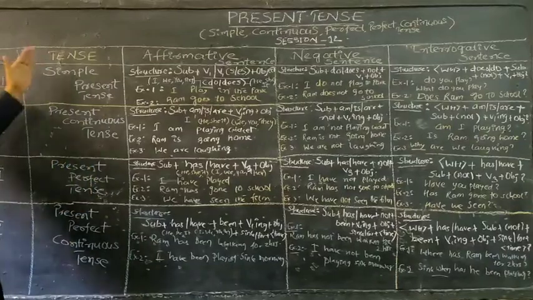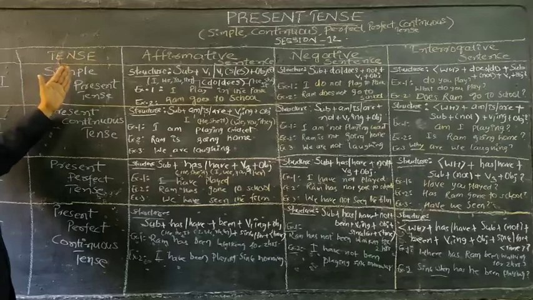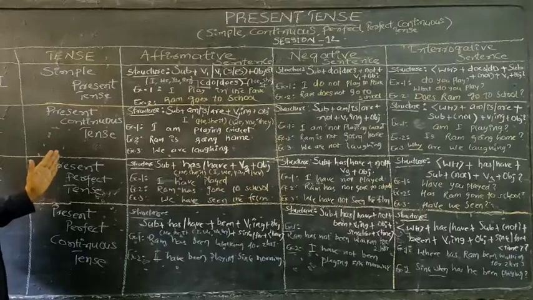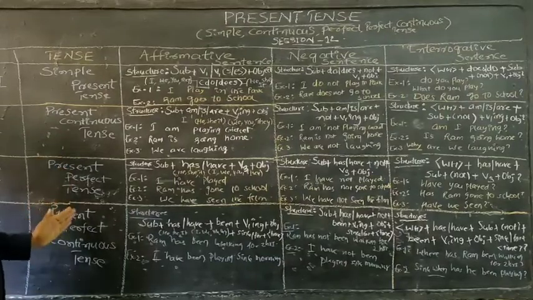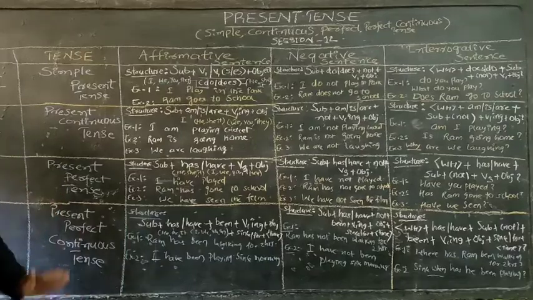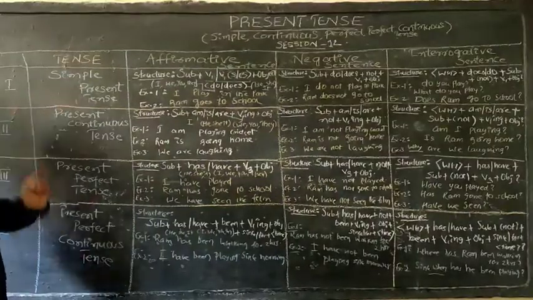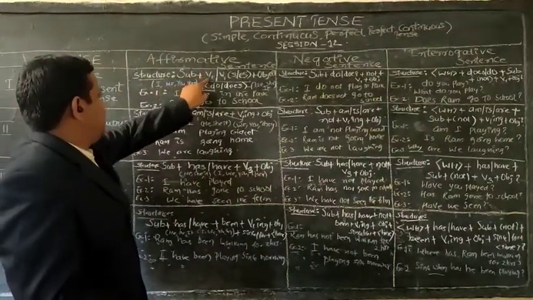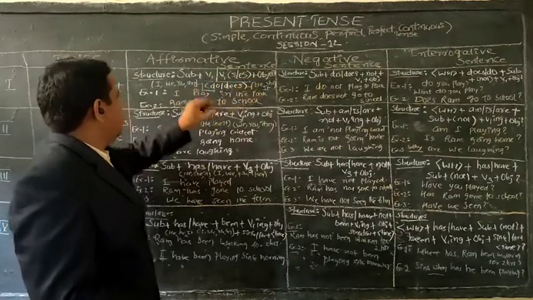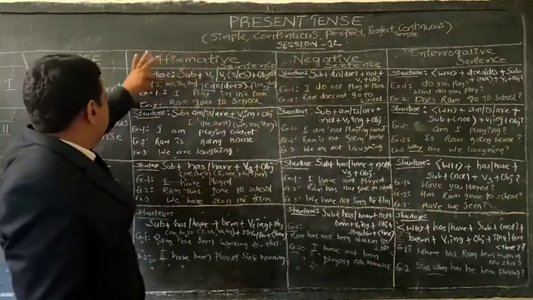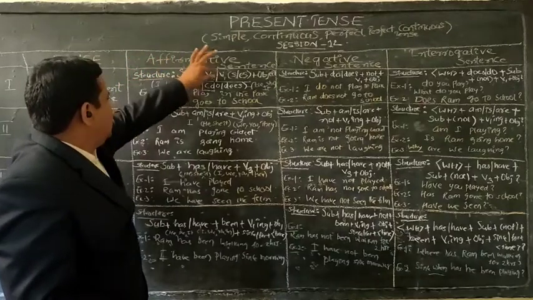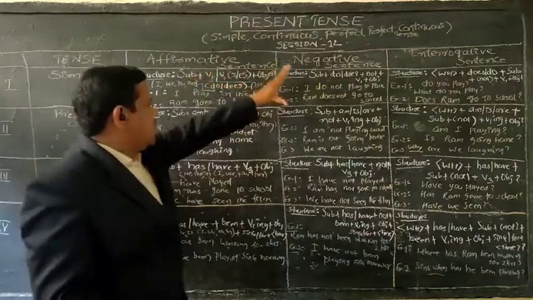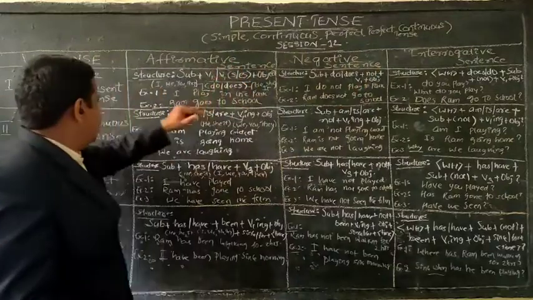Now let us see this present tense with all four different forms. On the left side I have written the four forms: the first is simple present tense, the second is present continuous tense, the third is present perfect tense, the fourth is present perfect continuous tense. Now students, the first one, simple present tense. The structure of the affirmative sentence is subject plus V1 or V1 s/es plus object. We use plain V1 in the case of I, we, you, they, and V1 s/es in the case of he, she, it. The same thing is useful for negative as well as interrogative sentences.